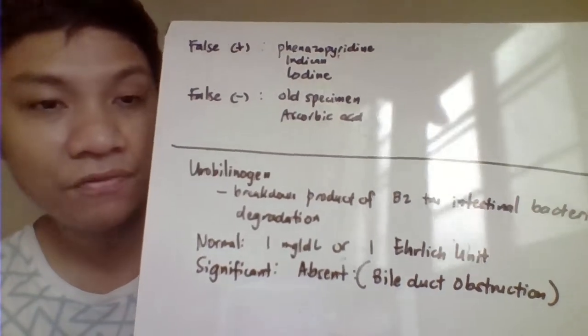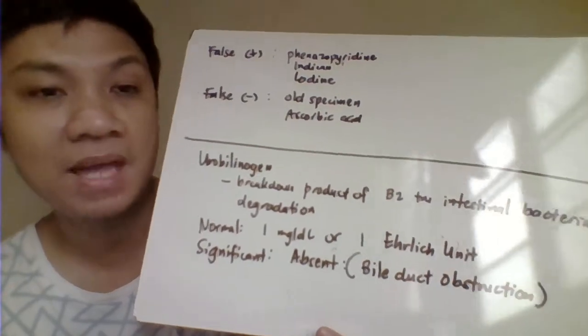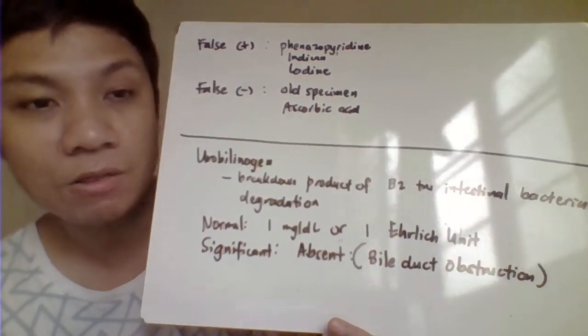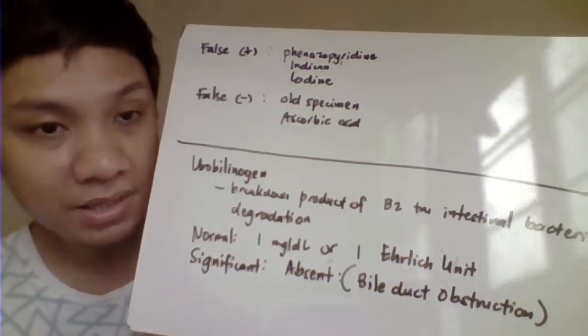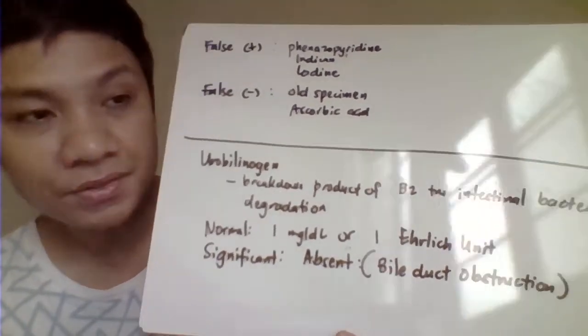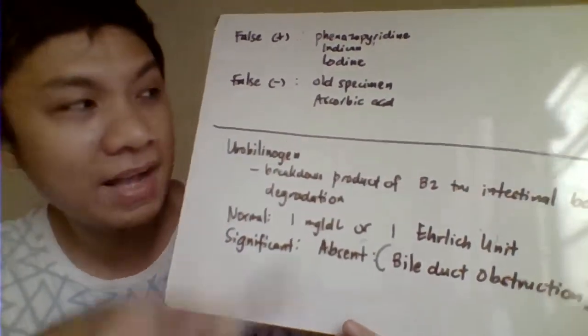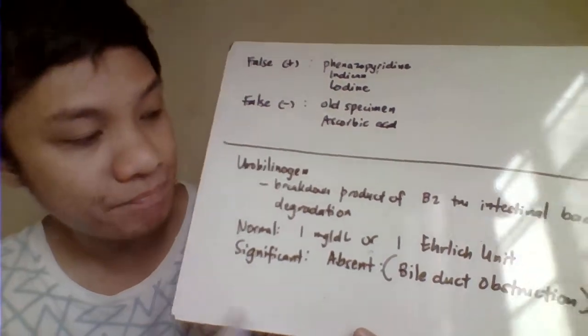False negative. Okay, so bilirubin again is a photosensitive na pigment. So if you tend to expose this one directly to the sunlight, your bilirubin will be converted to your biliverdin, and that will give you a negative result. So another one, high level of ascorbic acid. O, andyan ulit sa ascorbic acid, false negative ulit siya.